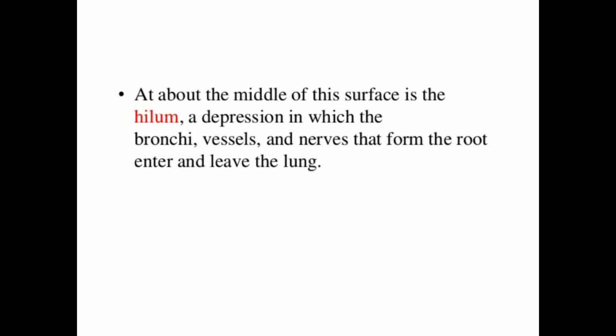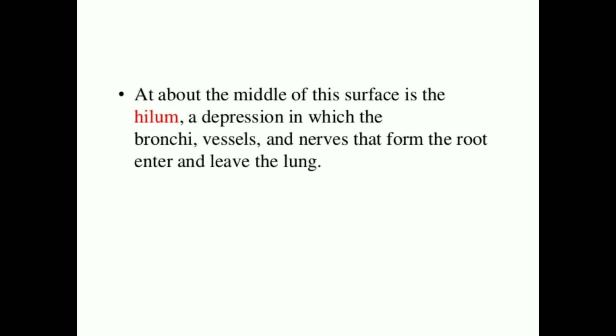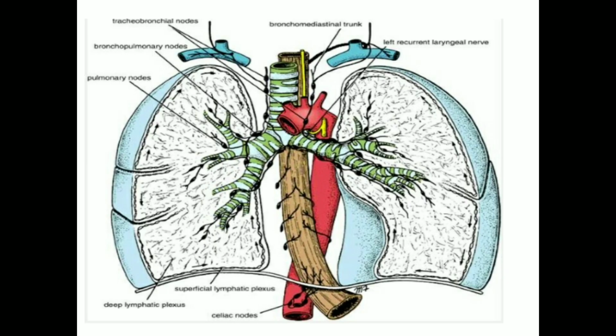So remember what we mean by the word hilum: a depression in which structures enter and leave the lung. You can see bronchi, vessels, and nerves that form the root and enter and leave the lung. This is the shape of the lung. You can make out clearly that it has an apex and a base. The base is resting on the diaphragm. You can see a pointed part that is called the apex of the lung. And this region is the hilum, where structures enter and leave the lung.